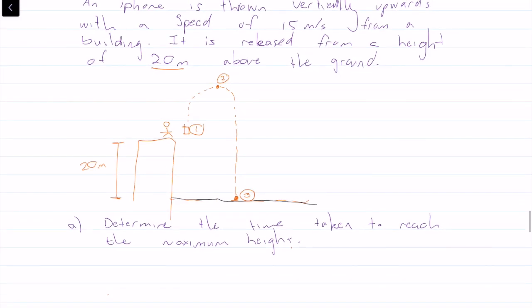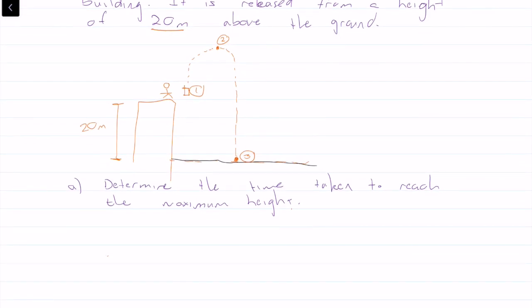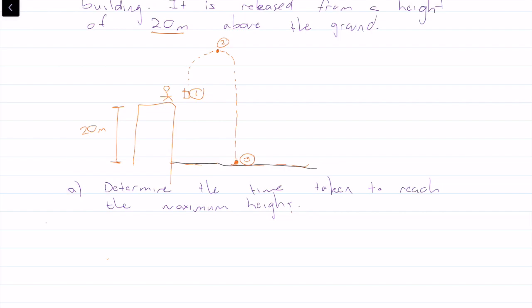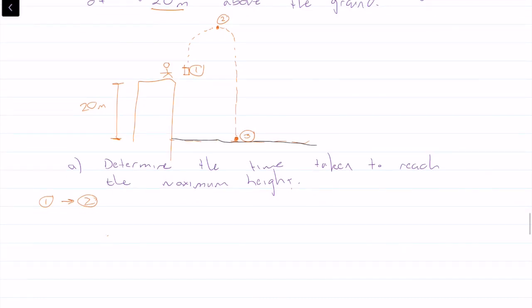Okay, so with that said, let's look at the first question, which says determine the time taken to reach the maximum height. To reach the maximum height, I'm going to propose that we use points 1 and 2, because we know some information about point 1 and we know that point 2 is the maximum height. So let's draw up our UVATs. U is our initial velocity, V is our final velocity, A is our acceleration, T is our time, and S is our displacement.